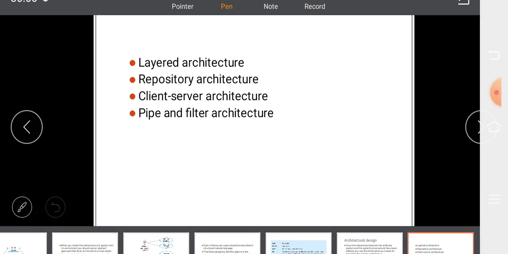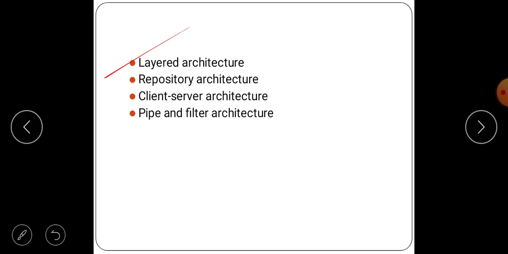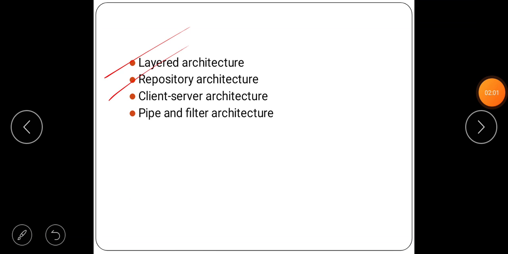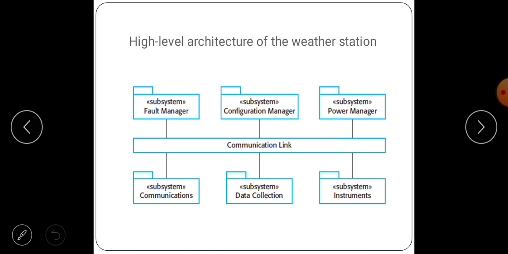There are some of the architectures. First one is layered architecture, repository architecture, client server architecture, pipe and filter architecture. And this is the high level architecture of the weather station.